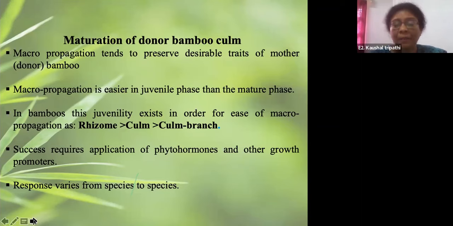Success also requires application of phytohormones and other growth promoters. If we want luxuriant rooting percentage, we should apply some phytohormones like auxins or other growth promoters to the cuttings. And the response is different from species to species. Some species will result in a high rooting percentage, but some species, in spite of application of phytohormones, show a lower rooting percentage. Next slide, please.